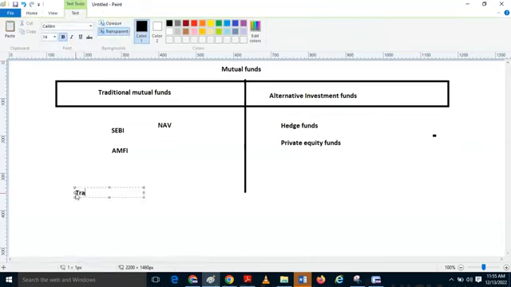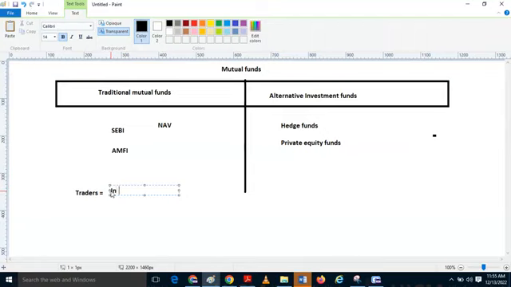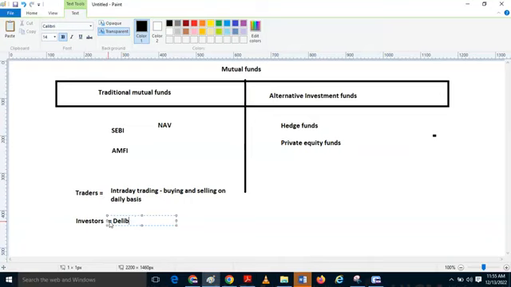First are traders. Traders trade on an intraday basis in the equity market. It means buying and selling on a daily basis. Second are investors. Investors plan for a certain period of time, one year, two years, three years. They can buy on a delivery basis.